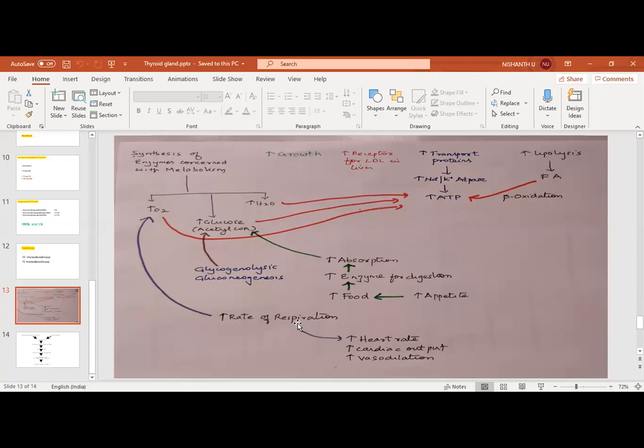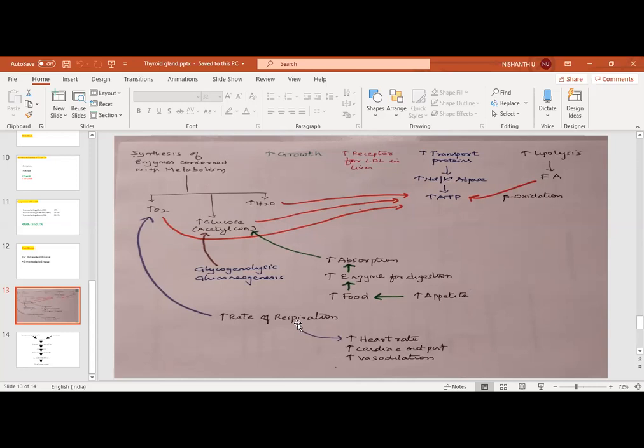Then finally, if the rate of respiration is increased, it is of no use on its own. Why? Because accordingly, the heart rate should increase, cardiac output should increase, and as well as the blood vessel vasodilation should be there. That means dilatation of blood vessels will be there, because more blood should be pumped by the heart. So all these three will be promoted by the thyroid hormone. It increases the heart rate, increases the cardiac output, promotes the vasodilation. So more blood will reach different parts of the body.